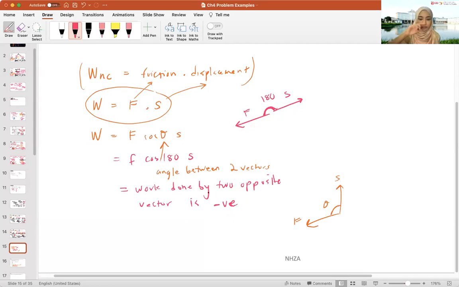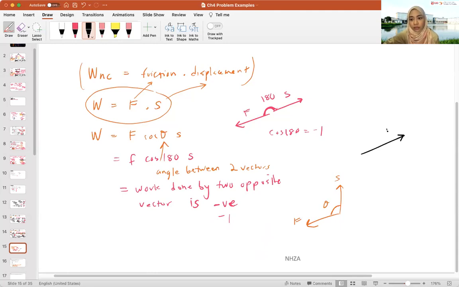Faham ke kenapa cosine 180? Cosine 180 will give us -1. Work done by two opposite vector is negative. Sama this is -1. Does that make sense? Ke lagi confused? Okay, so what if our force is in the same direction as displacement?